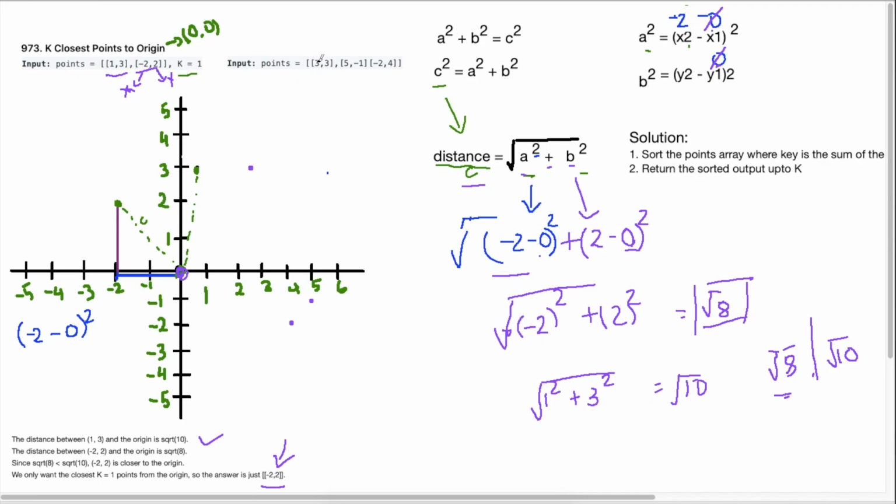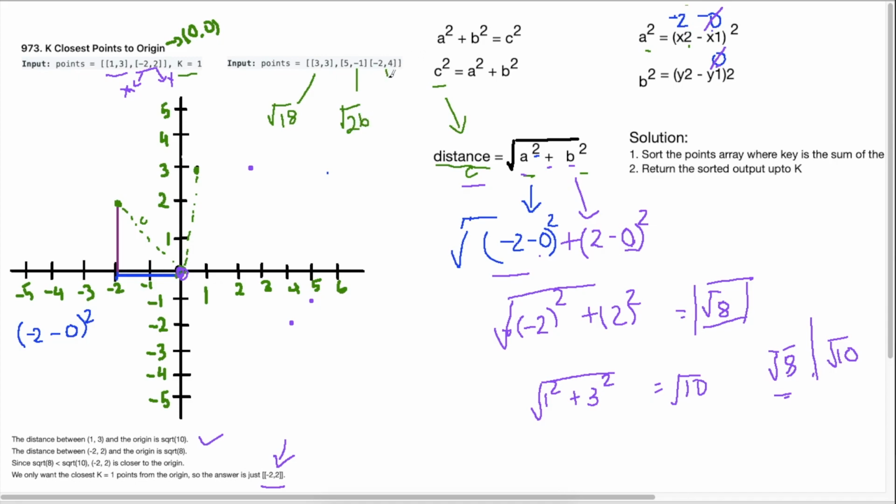So to get the answer here, what we would do is take 3 squared plus 3 squared, which is 9 plus 9, which is 18. So for this spot, the distance would be square root of 18. And for this spot, we would take 5 times 5, which is 25, plus negative 1 squared is 1, so we would get square root of 26.